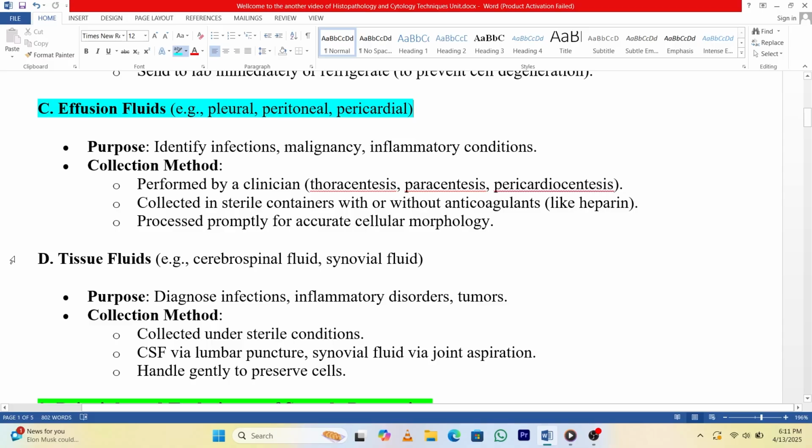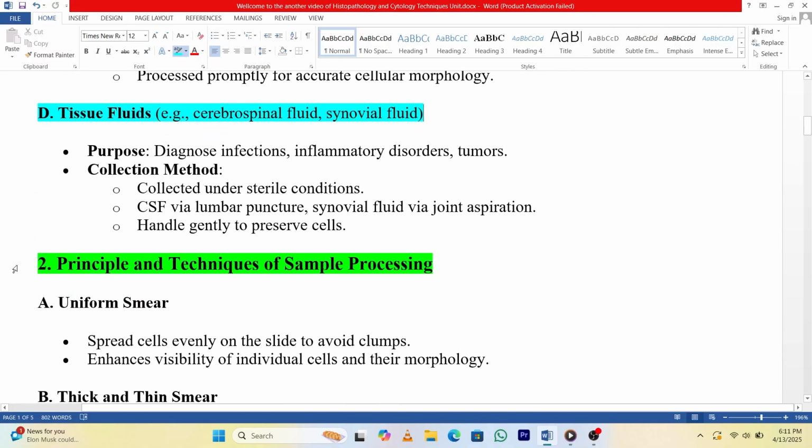D. Tissue fluids, e.g., cerebrospinal fluid, synovial fluid. Purpose: diagnose infections, inflammatory disorders, tumors. Collection method: collected under sterile conditions. CSF via lumbar puncture, synovial fluid via joint aspiration. Handle gently to preserve cells.